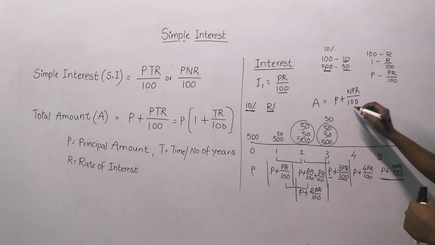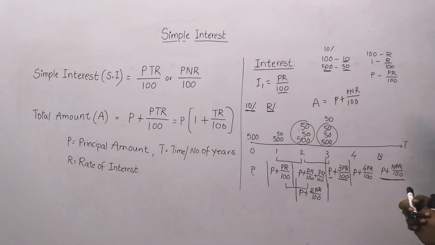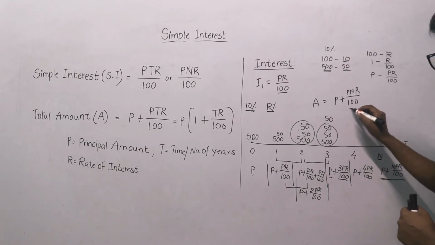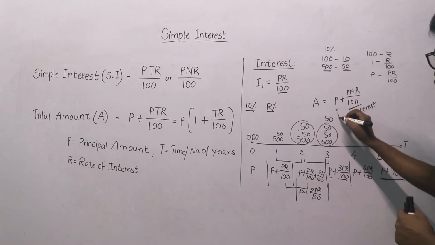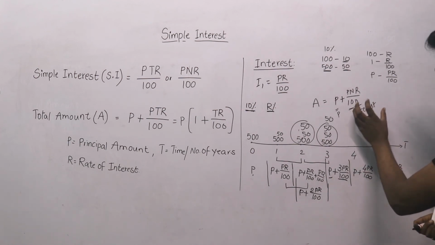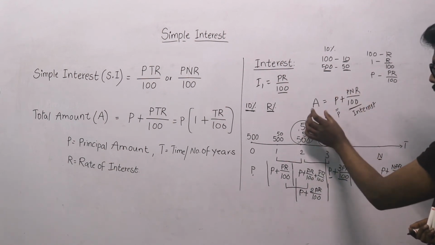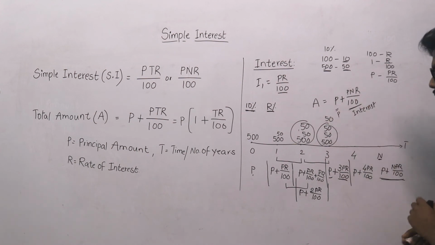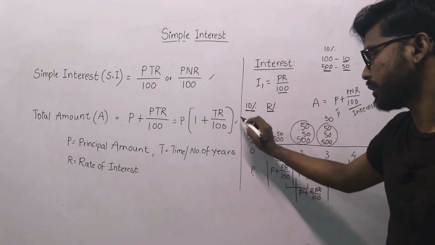Okay, so we can arrange this like nPR or PNR, anything is fine. So this is your interest. This is your principal amount. So in the question, if he is asking only about interest, then you will be calculating PNR by 100. If in the question he is asking for the amount, then you should add the principal amount to that. So simple interest is this and total amount is this.